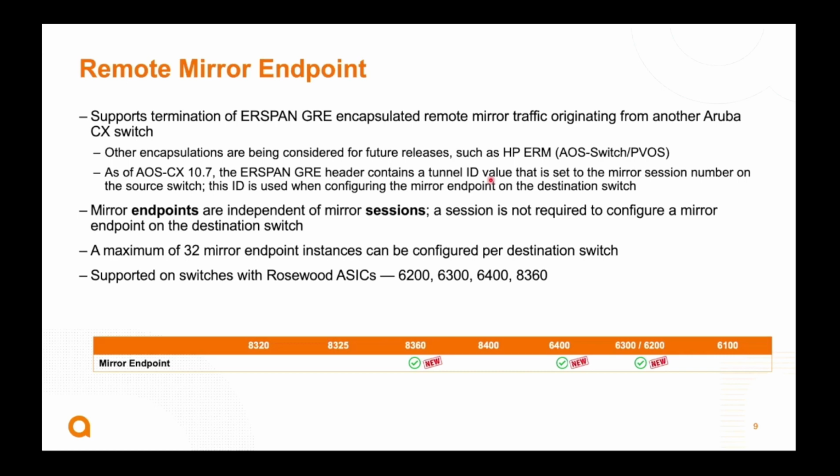Mirror endpoints are different from mirror sessions. So you have 4 mirror sessions that you can configure on a given switch. Endpoints are a totally different feature. They do not use the mirror sessions at all. You can configure up to 32 mirror endpoints on your destination switch, each of which forwards its packets to a different set of destination interfaces. And once again, this is supported on switches with the Rosewood ASICs. So that's your 62, 63, 6400, and your 8360 switch.